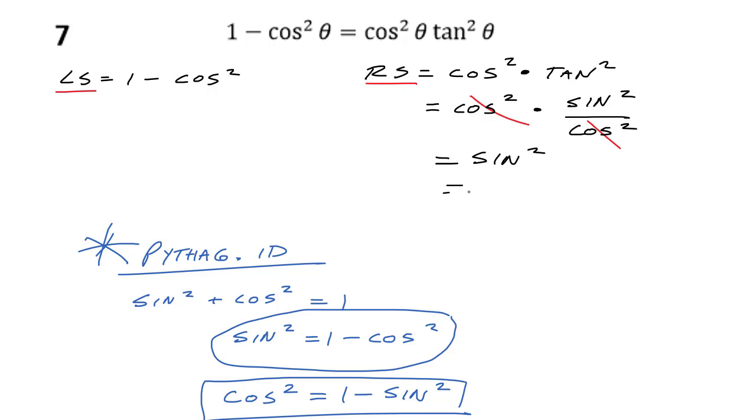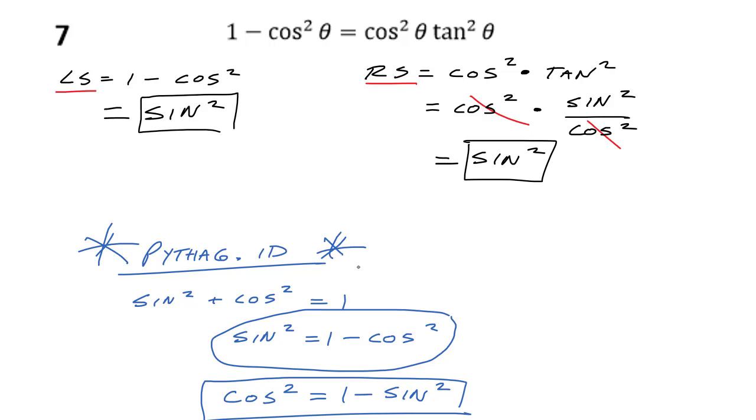I could rewrite this side as 1 minus cos squared, right? And say that they're the same. Or I could just rewrite this guy as sine squared and say they're the same. So there you go. We've proven that these two are the same. So it didn't take a lot of work. It just takes knowing your Pythagorean identity really well.